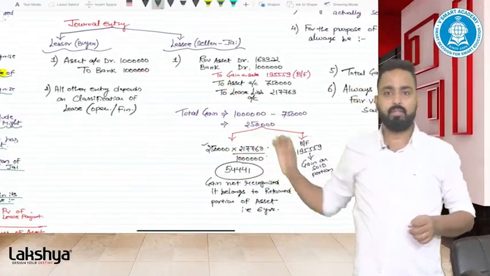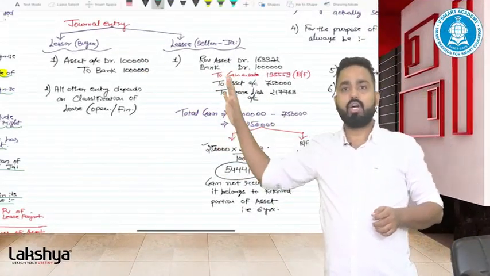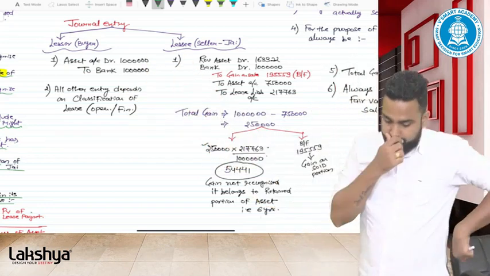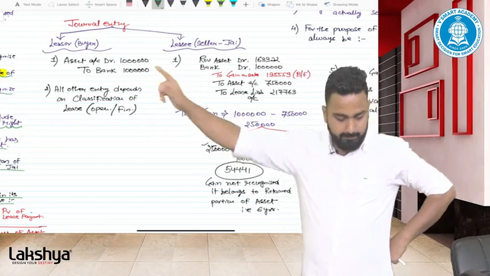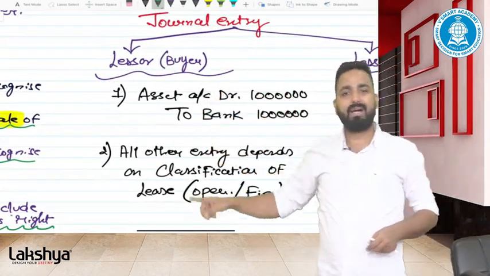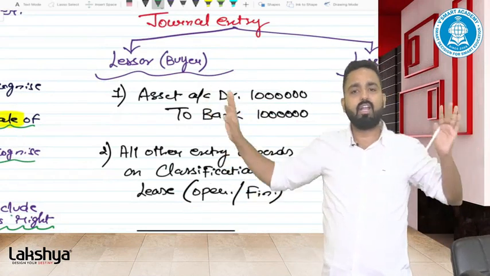Okay, now come here. We will discuss the journal entries, one by one. So, journal entry in the books of buyer, very simple.